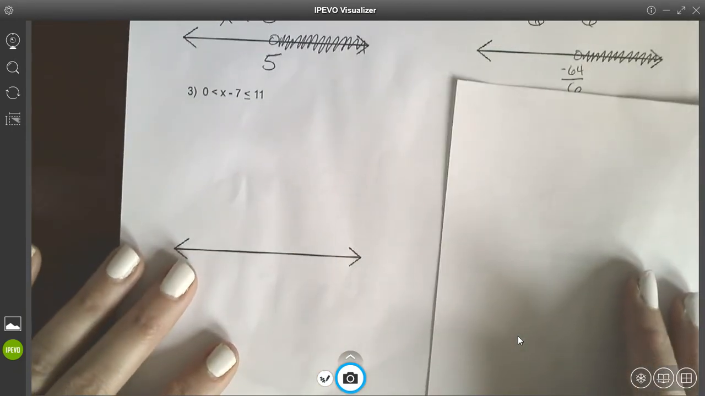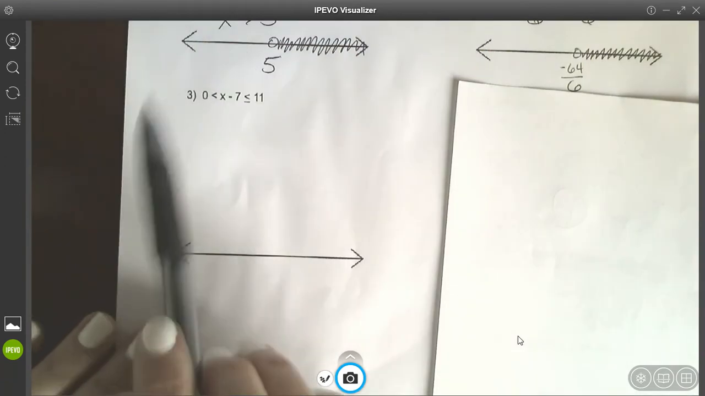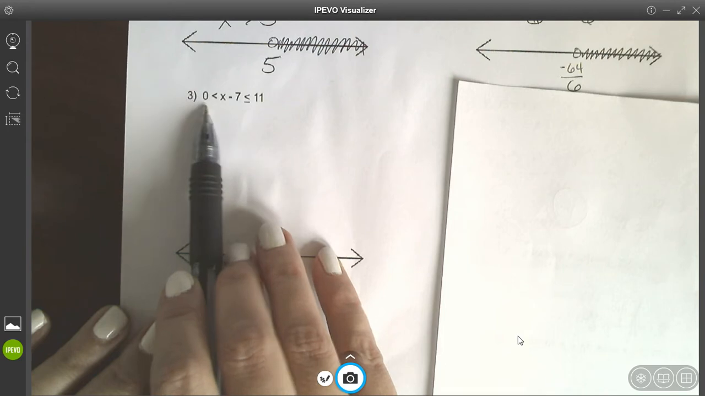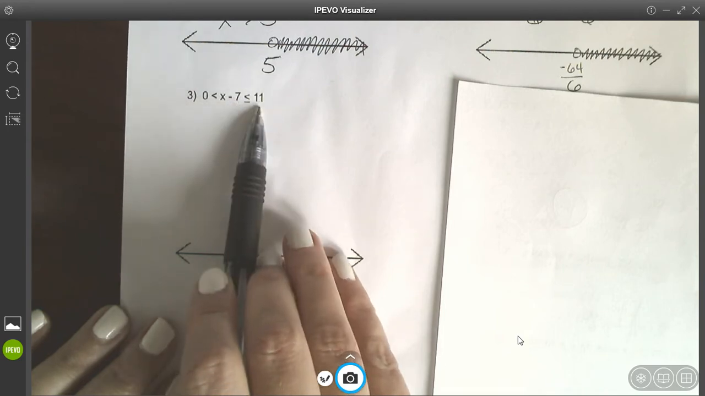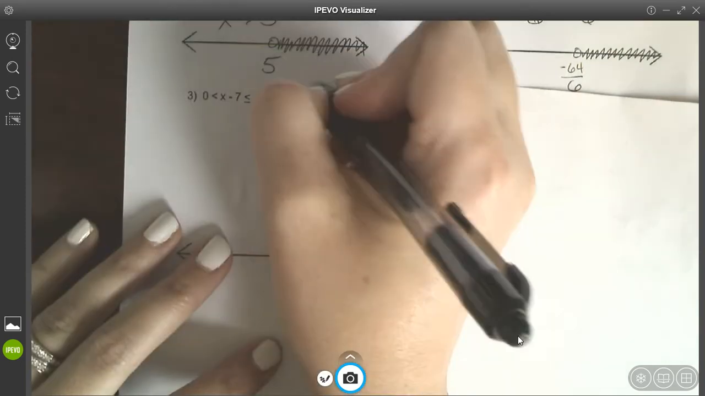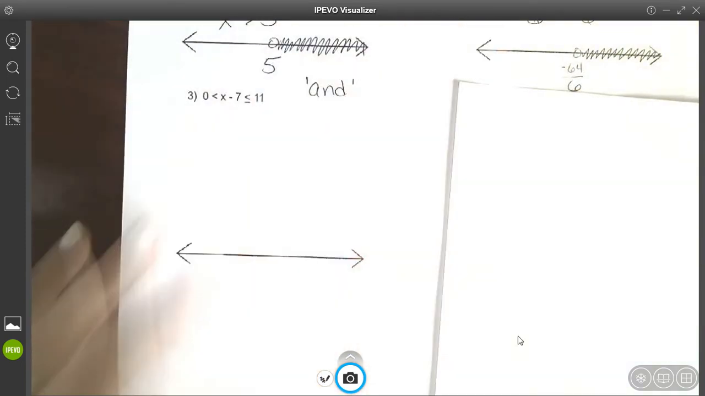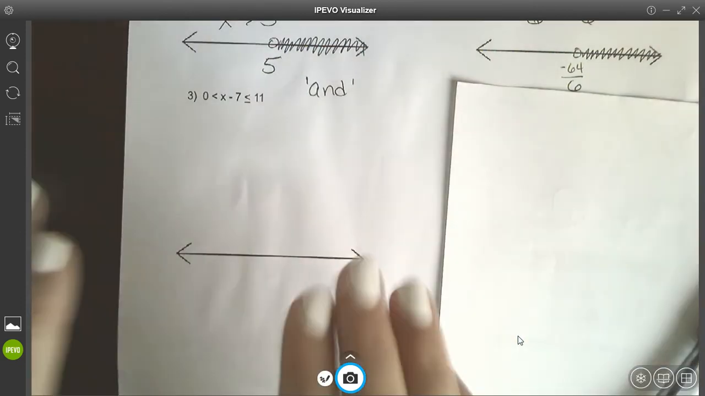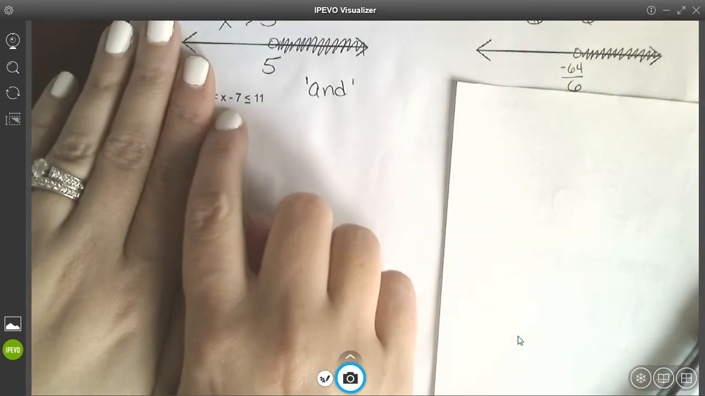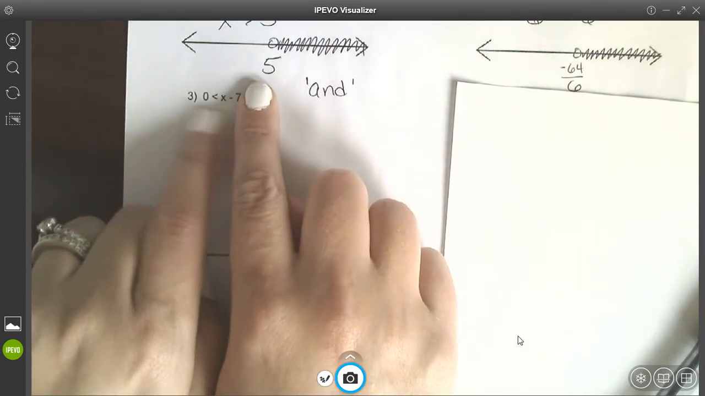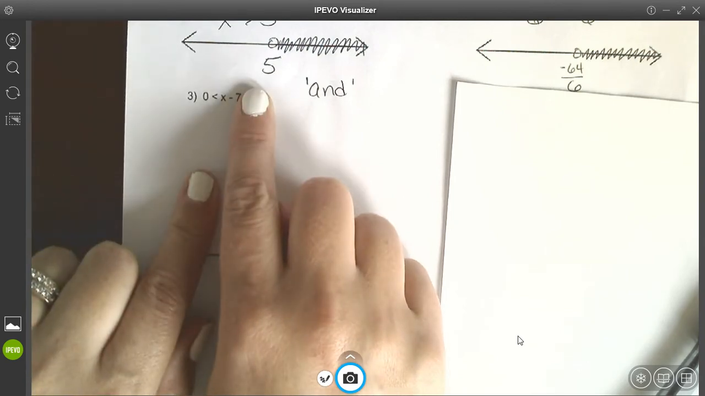All right. So if you look at number 3 now, there are 2 inequality symbols. There's one here in between the 0 and the x, and then there's also one here in between the 7 and the 11. So this is what we call an and statement, like the word and. An and statement is when the x is sandwiched in the middle of 2 inequalities. So when you solve this, you're basically solving 2 inequalities at once. I'm solving this inequality, x minus 7 is less than 11, and I'm also solving this inequality with the 0. So I'm solving both of them at the same time.